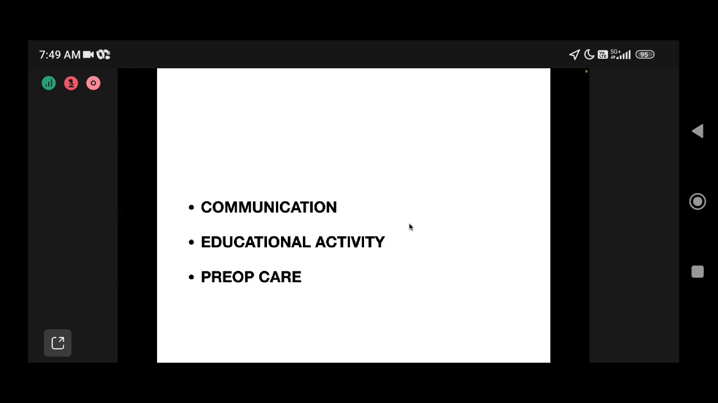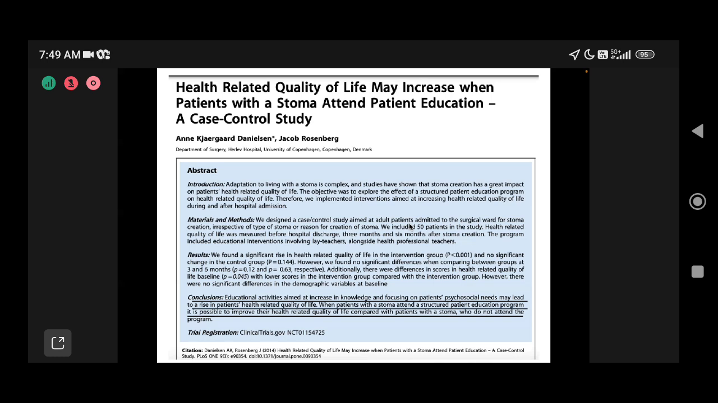But there are some solutions. The most important thing is pre-operative communication and pre-operative education. That's why something called teamwork exists. There is a beautiful article which has come from Denmark, in the year 2017.